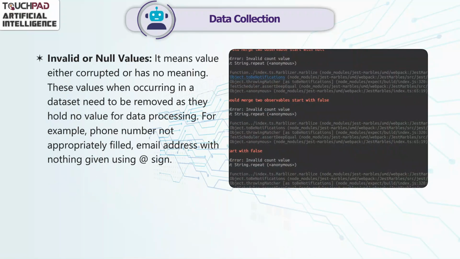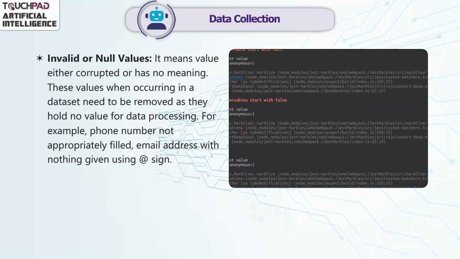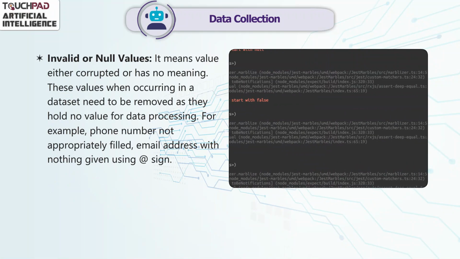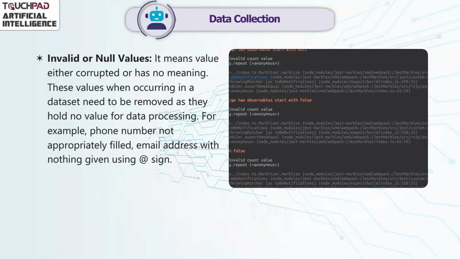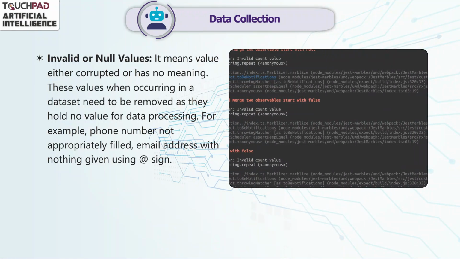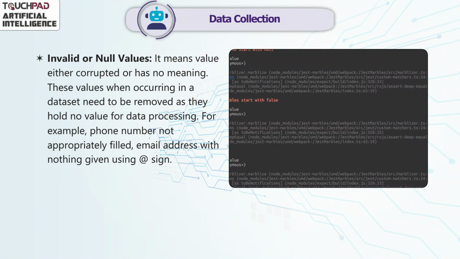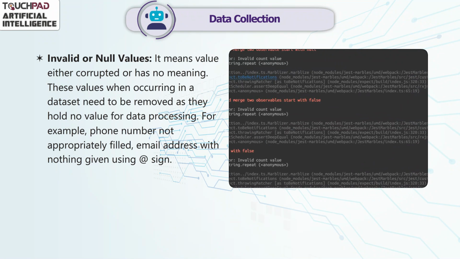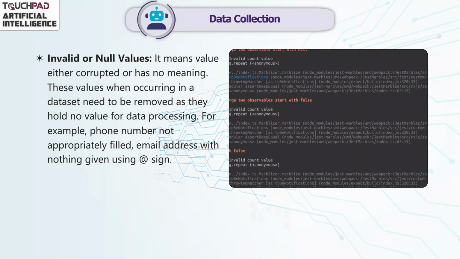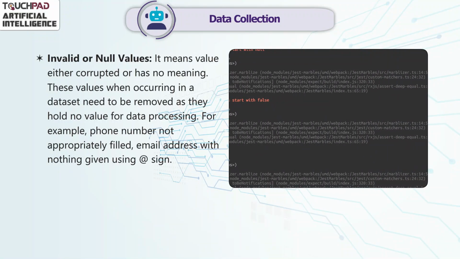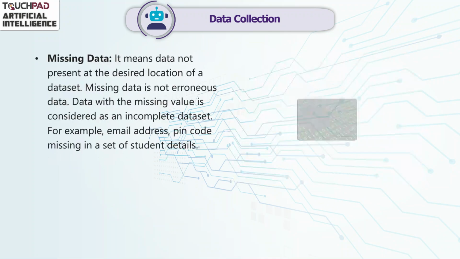Invalid or null values. It means the value is either corrupted or has no meaning. These values, when occurring in a data set, need to be removed as they hold no value for data processing. For example, a phone number not appropriately filled, or an email address with nothing given using the @ sign.